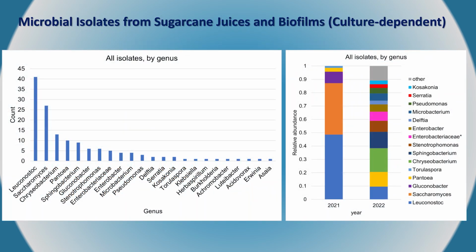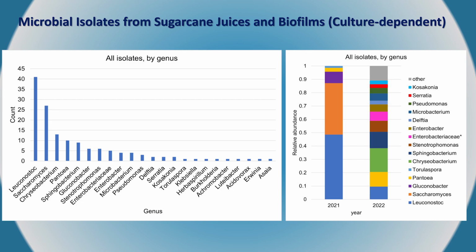So these are the results we have so far from the culture-dependent isolations. And on the left panel here, these are grouped from these last 2 seasons in order of abundance. So the most common one we isolated was Leucaena stock, followed by Saccharomyces and some other bacteria you may or may not have heard of. Some other notable ones are Pantoea and Gluconobacter, and several members of the Enterobacteriaceae family. And then the only other yeast we found was one Torulaspora yeast. So that's kind of interesting.